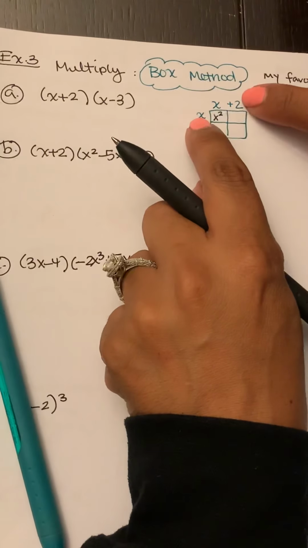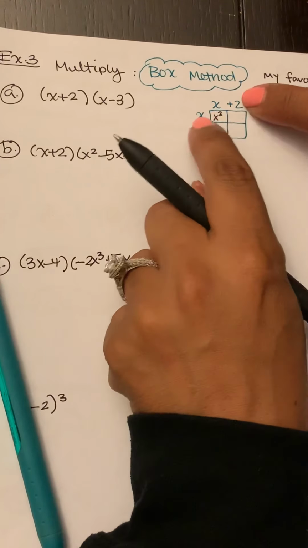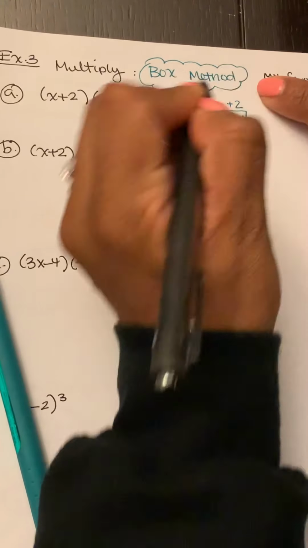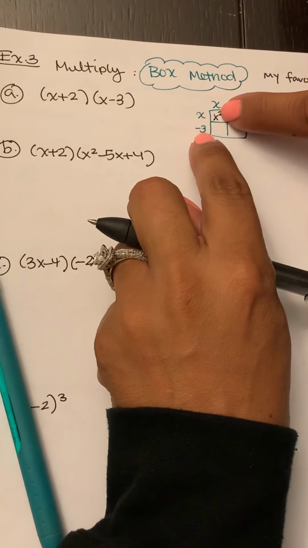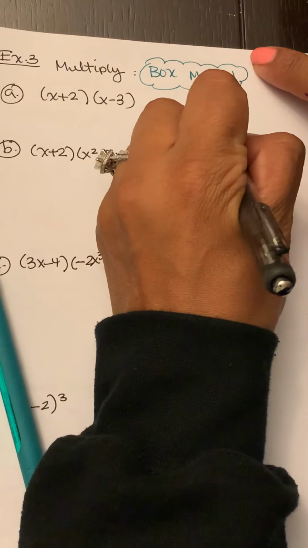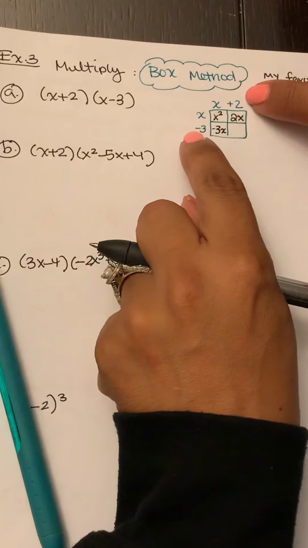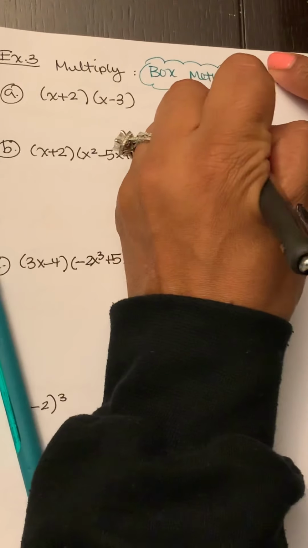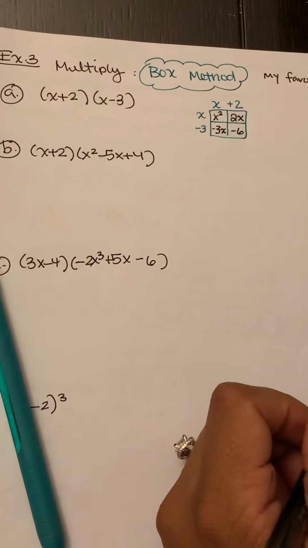And let's go ahead and take a look at these two, multiply them. Multiplication is happening here. 2 times x is 2x. Okay, here we go. We have a negative 3 and a positive x, which is a negative 3x. Multiplication is happening. And negative 3 times 2 is negative 6.